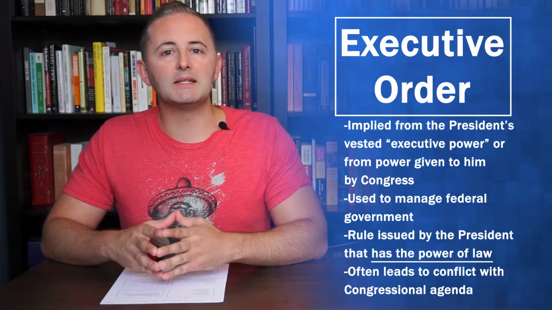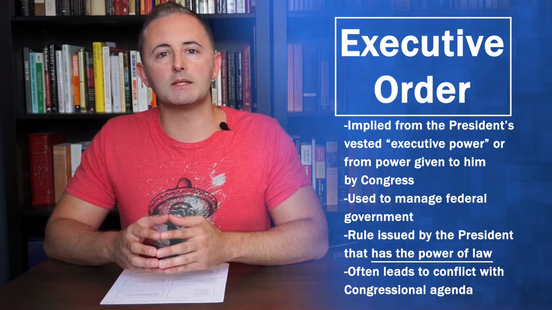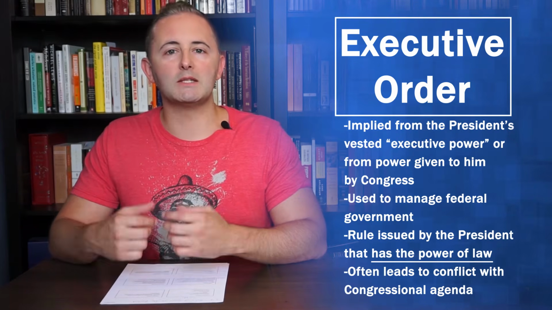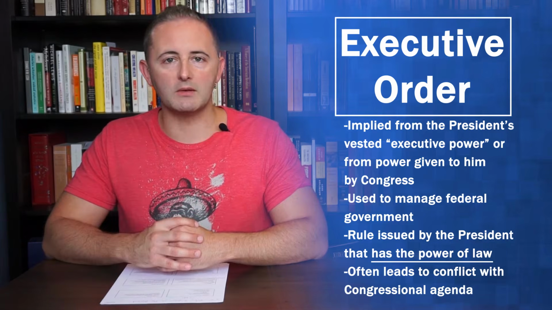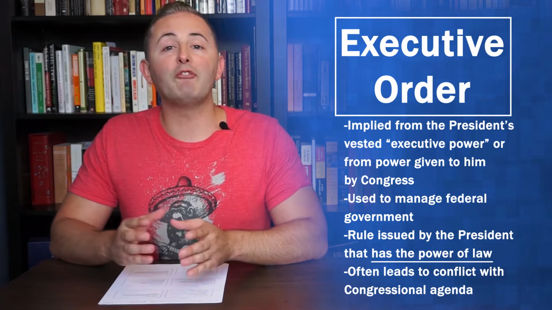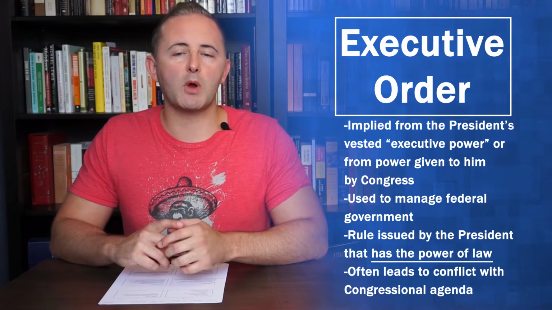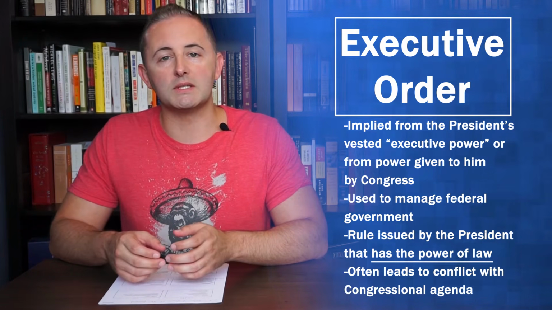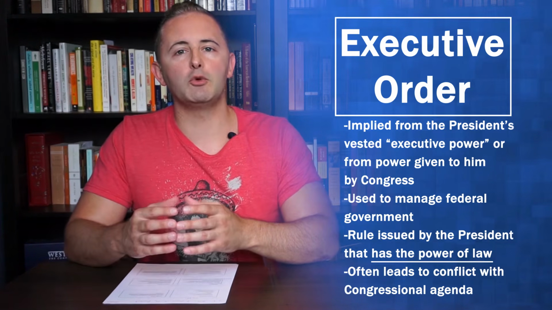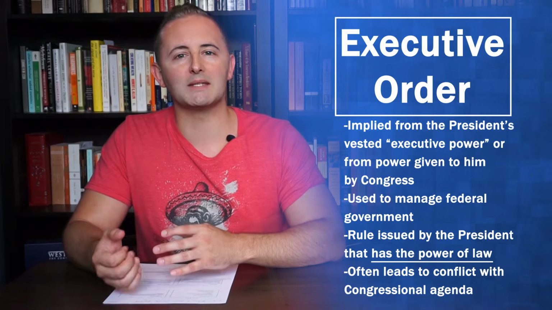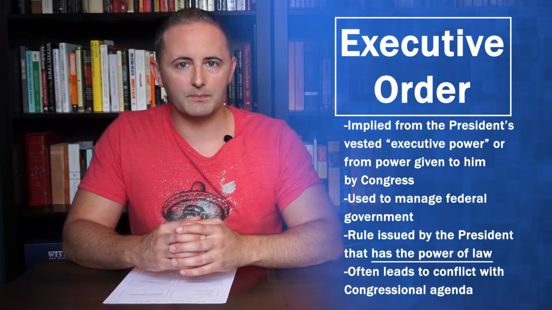Another power of the president is to issue executive orders. Now, this isn't mentioned explicitly in the Constitution, but it's based on the president's power as head of the executive branch to manage and control the government. Executive orders have the power of law. They don't require any congressional action, so sometimes presidents rely heavily on their use. And this can obviously lead to tension and to conflict with Congress, especially when the president might make an executive order about something that Congress might disagree with or want to make legislation about.